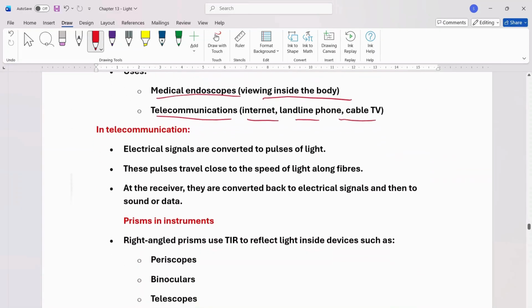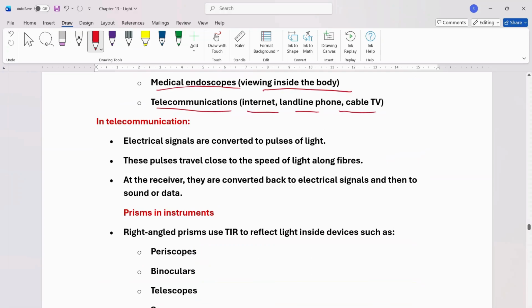In telecommunications, electrical signals are converted to pulses of light. These pulses travel close to the speed of light along fibers. At the receiver, they are converted back to electrical signals and then to sound or data.